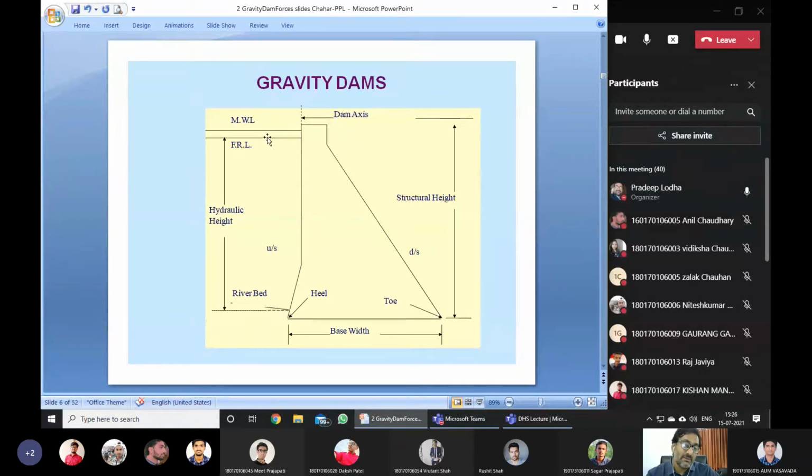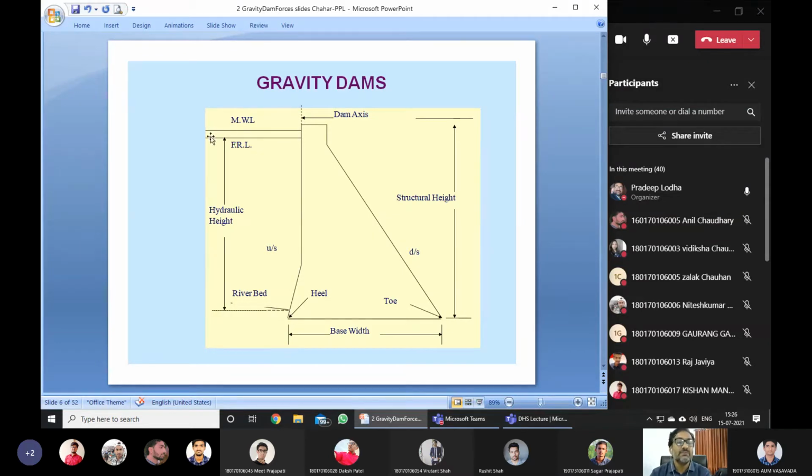So in this portion, maybe something like 500, 600 MCM of water gets accumulated, because as we go up, the volume increases. The volume of the lake increases exponentially, not linearly, because the area over which it gets spread is tremendous. So that is why this gap is there between FRL and MWL. But for the sake of height calculation, when we say the hydraulic height of the dam, we must consider the distance between the riverbed and FRL, not MWL.